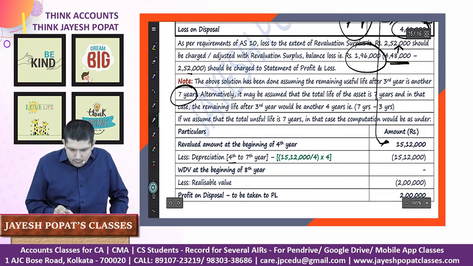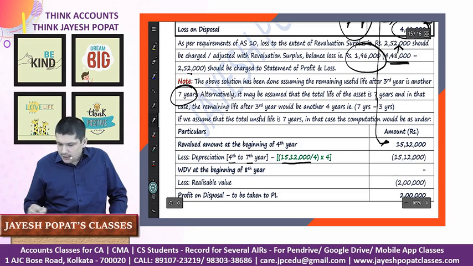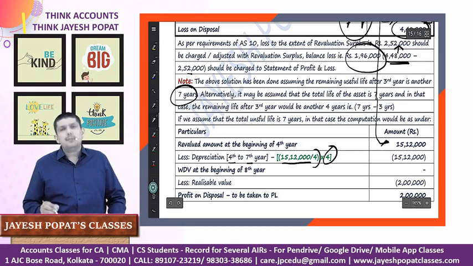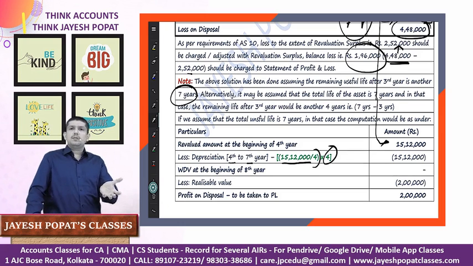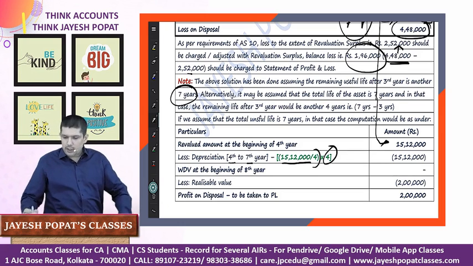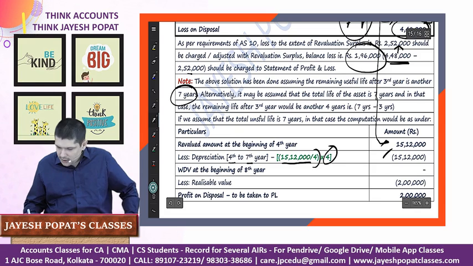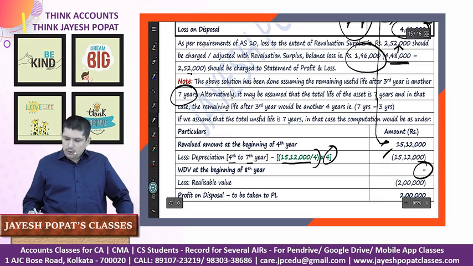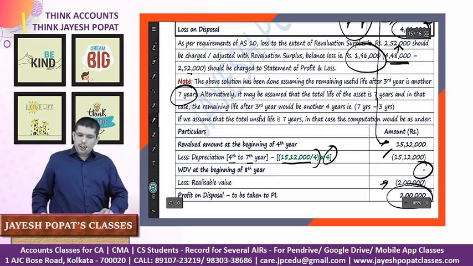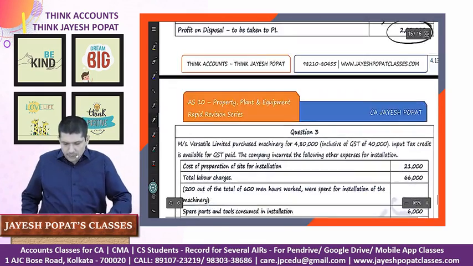Now depreciation for the 4th to 7th year is basically 15 lakh 12,000 divided by 4 into 4, because 4 years is the remaining useful life and we are using it for 4 years. The entire thing becomes depreciated. WDV becomes 0. 2 lakh rupees is the sale proceeds, and this 2 lakh becomes profit on sale. Clear?